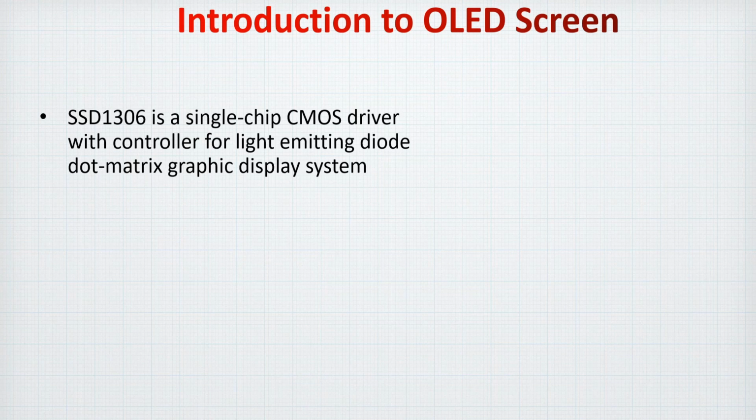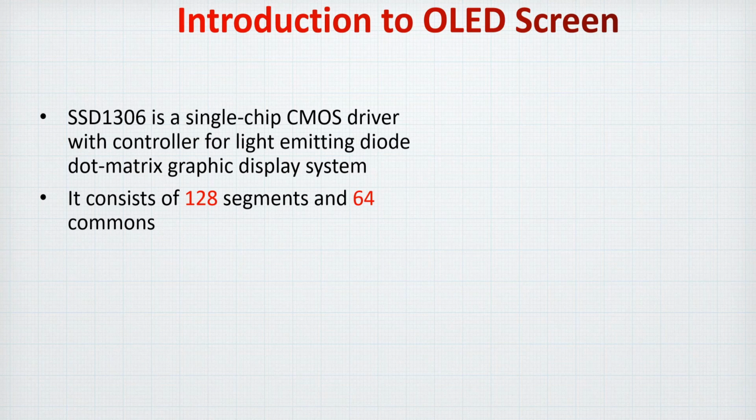The OLED screen is first of all a single-chip CMOS driver with a controller. The controller is called the SSD1306, plus a dot matrix display system. It also consists of 128 segments and 64 commons. We will take a look later at how this works from a display perspective. Finally, this is also a pin-selectable MCU interface.